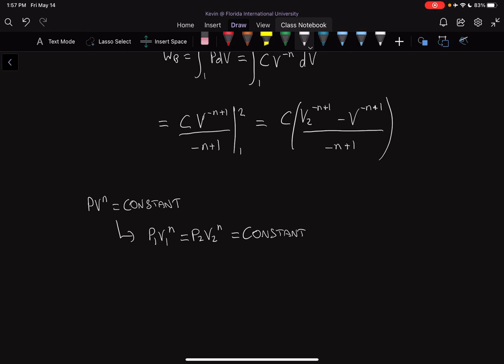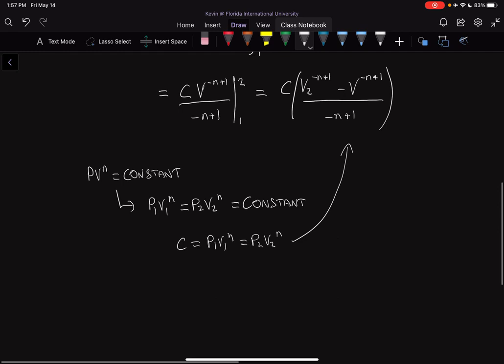And so now we can substitute, so we can say that C is equal to P1 V1 to the n, and it's also equal to P2 V2 to the n. So now what we can do is substitute that into our equation for C. And so we get that this equation at the top would now be equal to, and I'm going to substitute P2 V2 to the n into here, for this C.